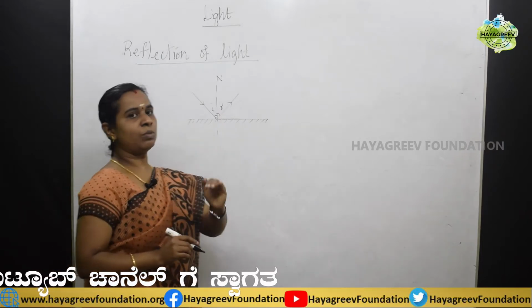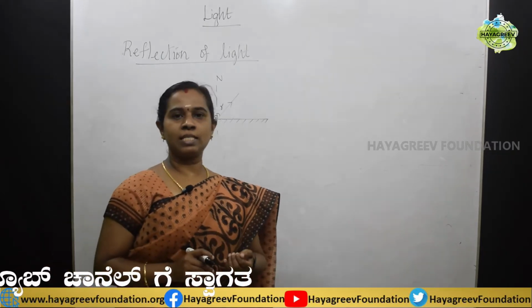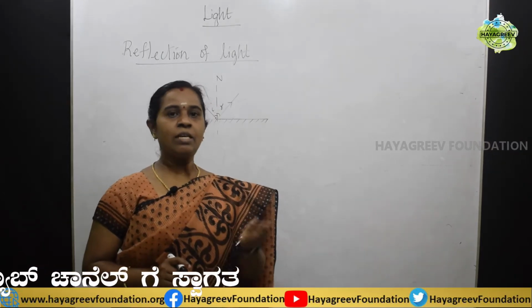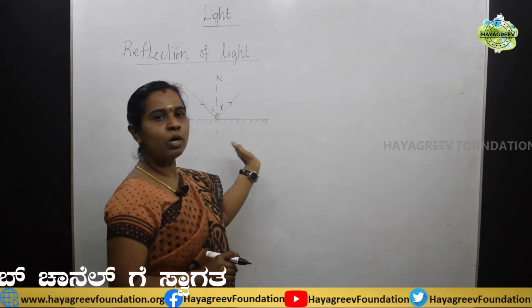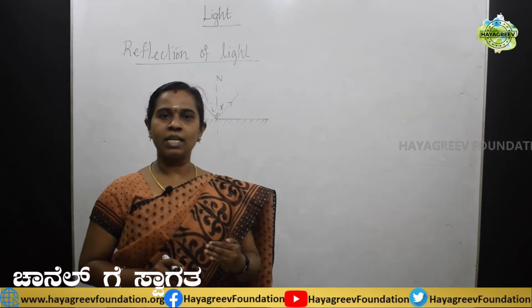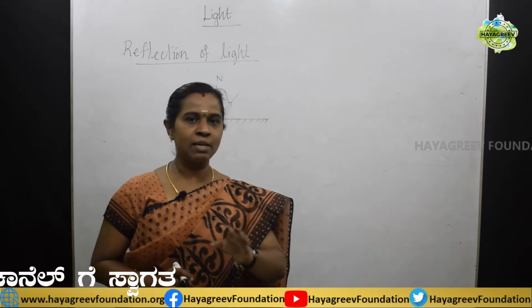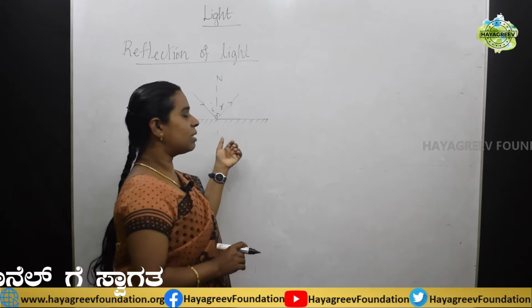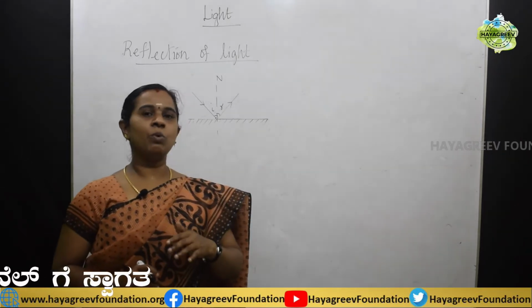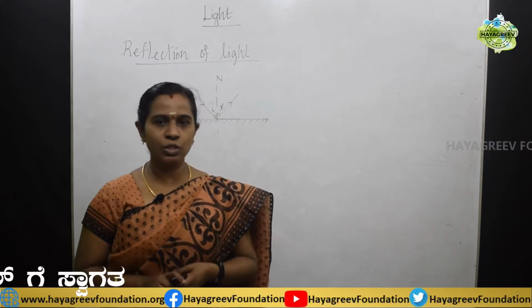First, we have to know what reflection is. Reflection is nothing but the change in direction of light when it travels from one medium to another medium, but the incident ray and the reflected ray both travel in the same medium. That is reflection. First we want to learn the laws of reflection. That is very important for 2 marks.